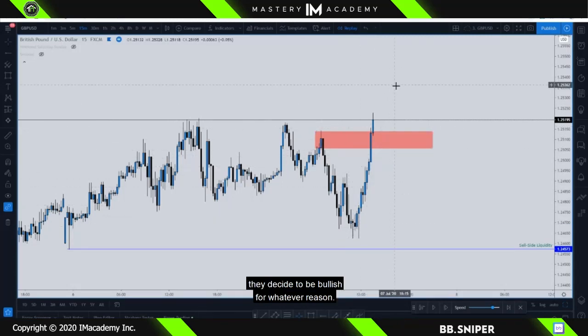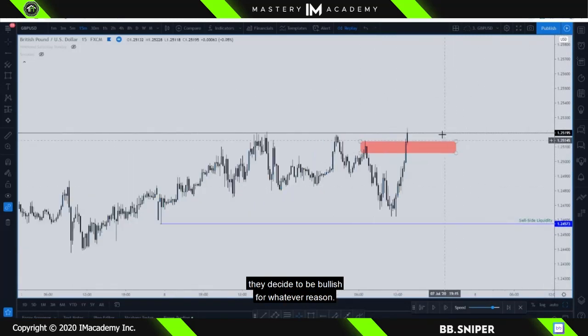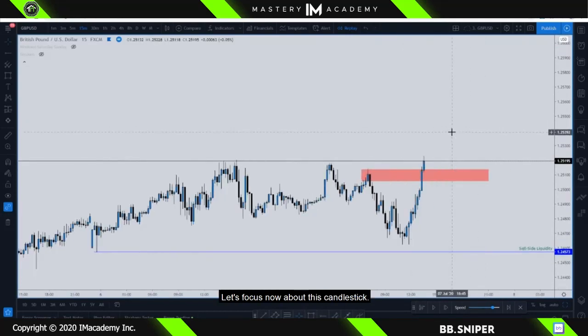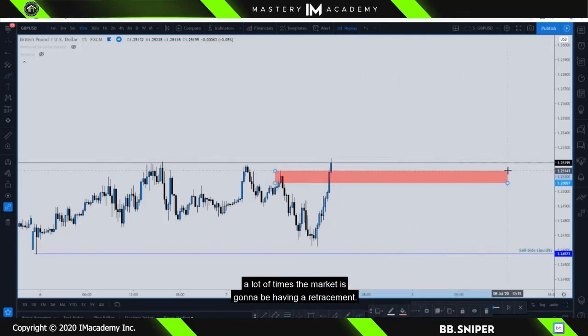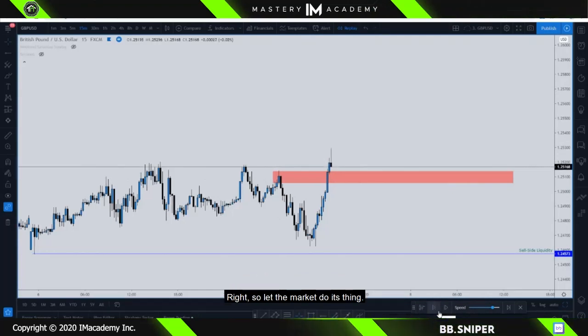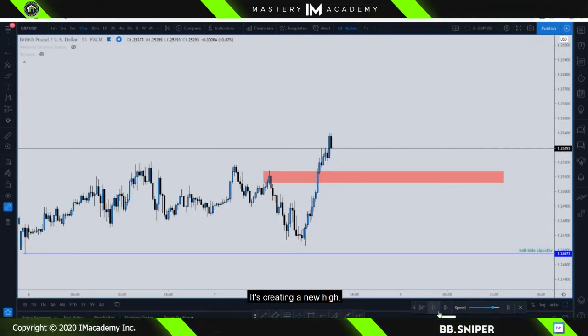Because they move the market higher, they decide to be bullish for whatever reason. That's for another lesson, right? Let's focus now on this candlestick. So now we know that inside of this particular candlestick, we have orders that are in a drawdown. Now, what the market is doing when we have such conditions, a lot of times, the market is going to be having a retracement, right? So let the market do its thing.